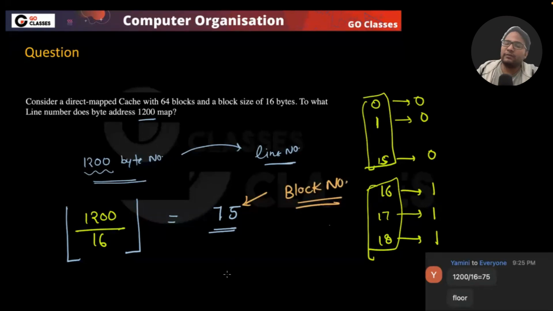Now, once you find out the block number, you tell me the line number. What will you do further? You will see how many lines are there, right? They are saying 64 blocks, which means 64 lines are there. So what will you do?